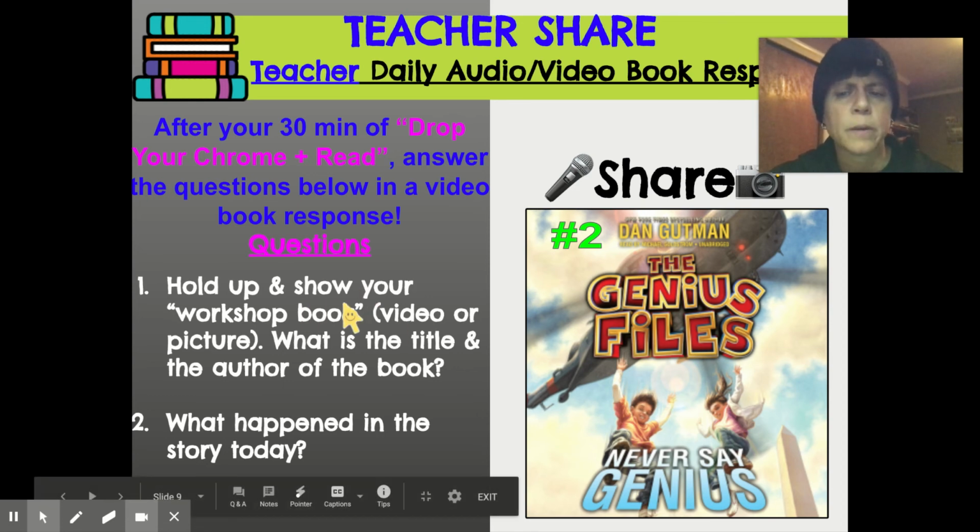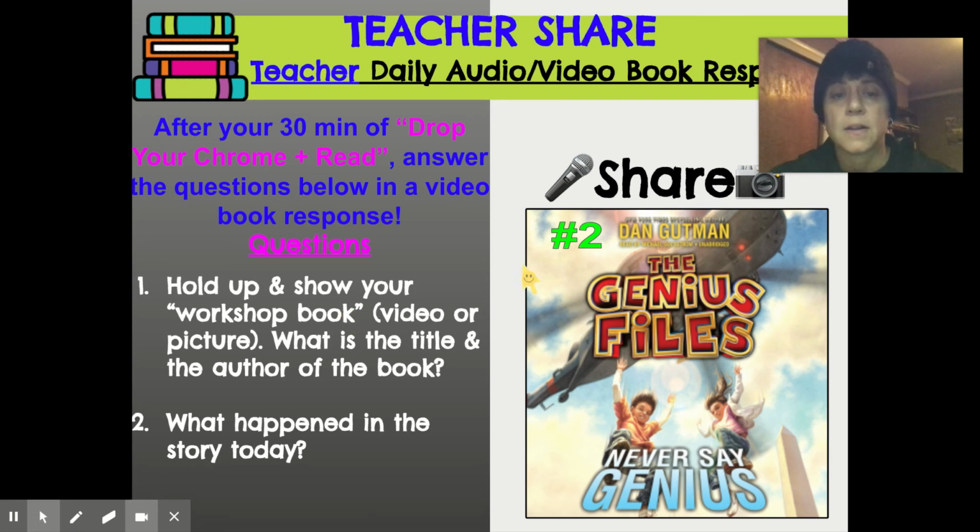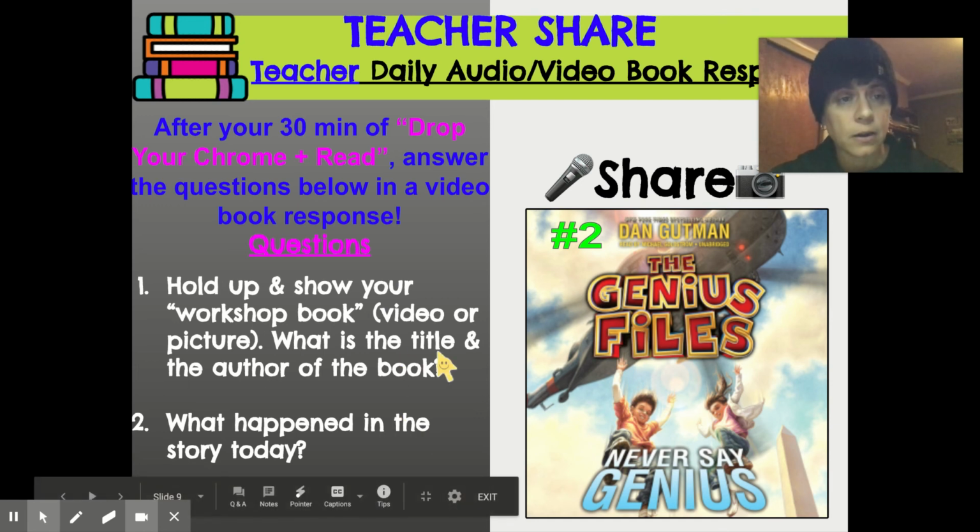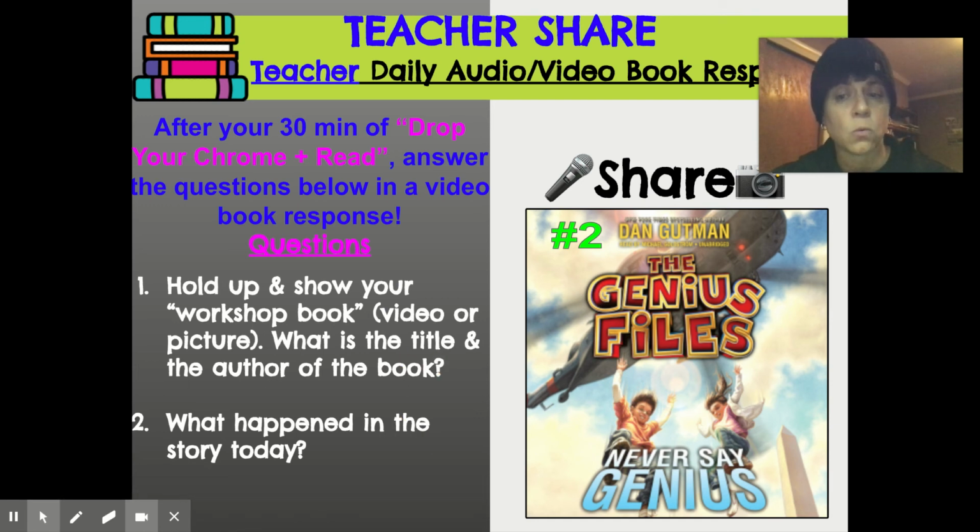You're going to hold up and show your workshop book in a video or in a picture. Like I did here, I chose to do a picture. And then say out loud, with the audio tool or video, 1, what is the title and the author of the book? And 2, tell us what happened in this story today. Give us some details of what changed from the last time you shared with us.